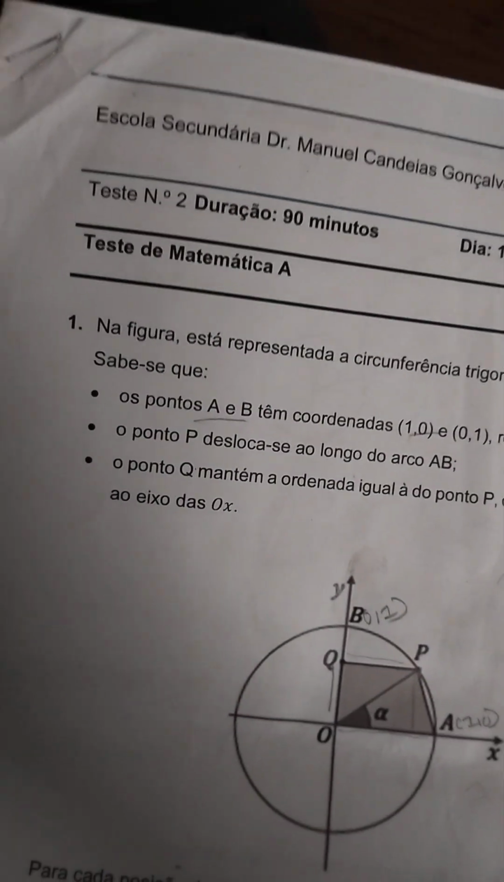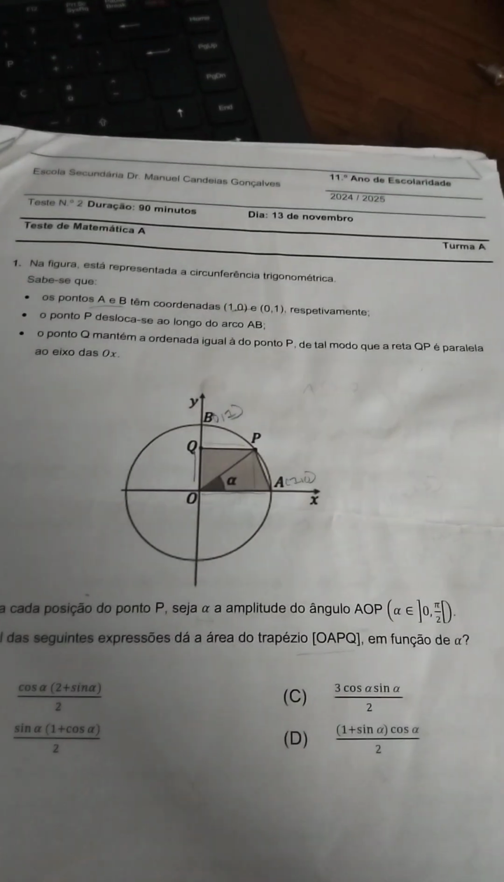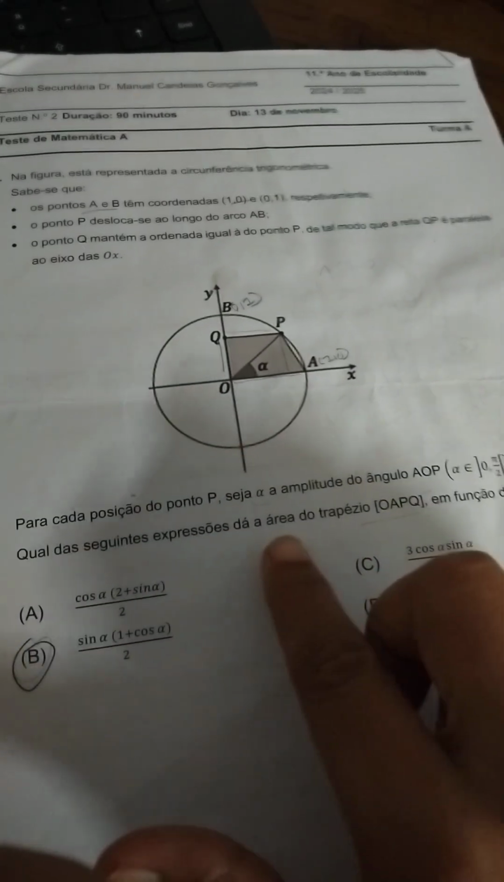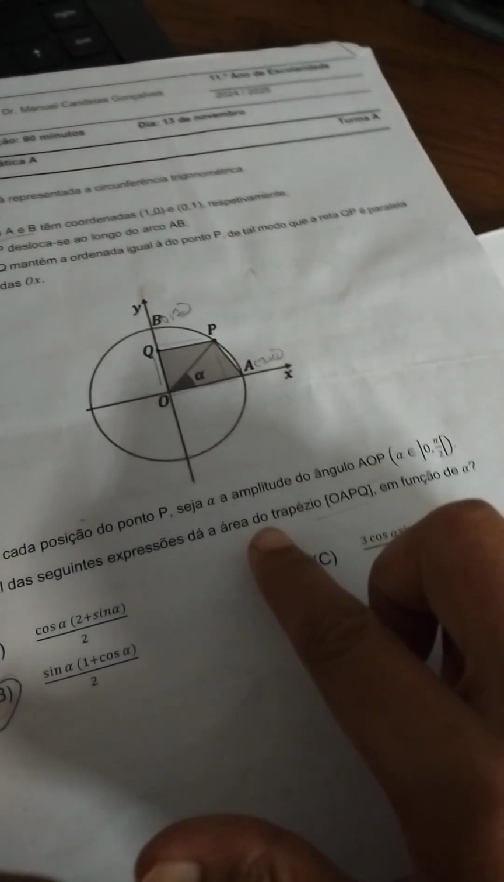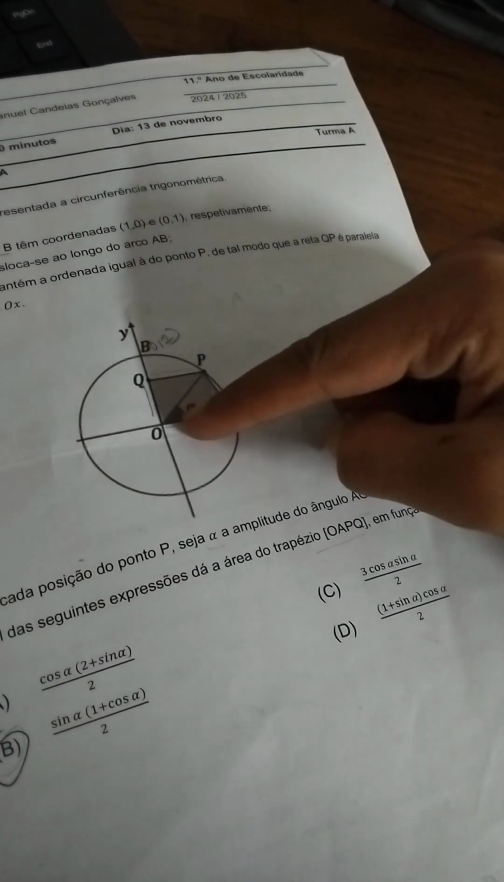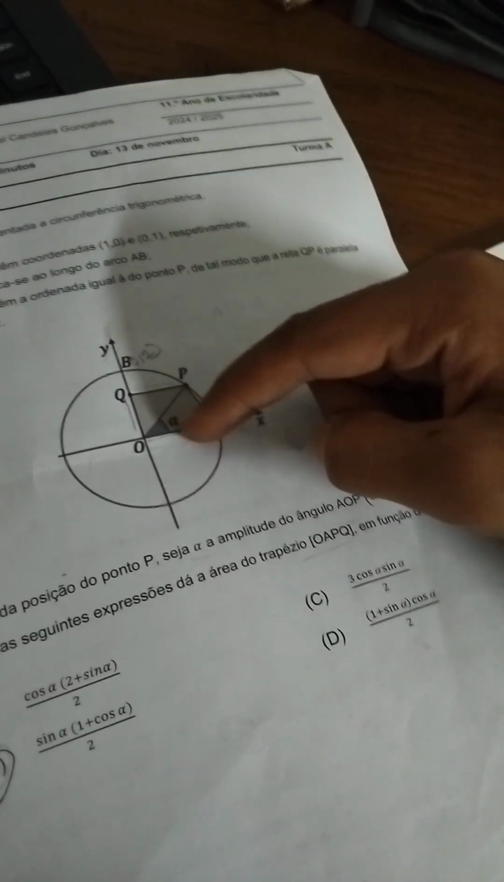We will be solving this test number 2, my first period second test. So let's start solving it. This is the question. What we need to find is which of the following expressions gives us the area of this shape.